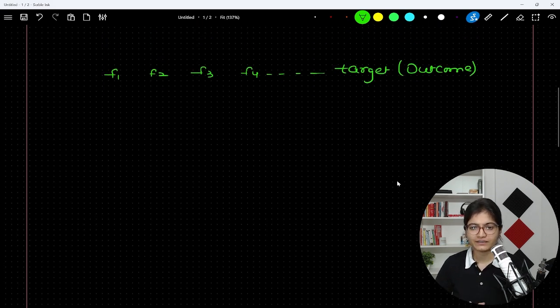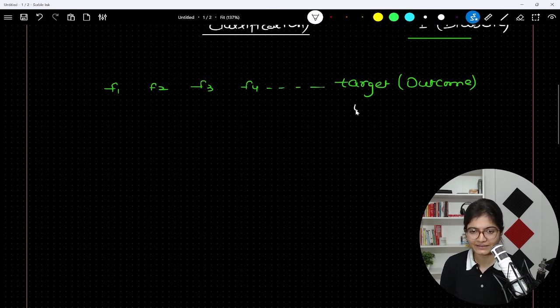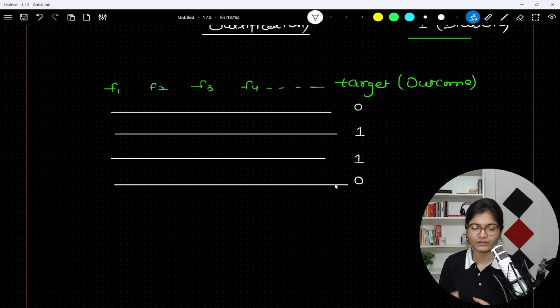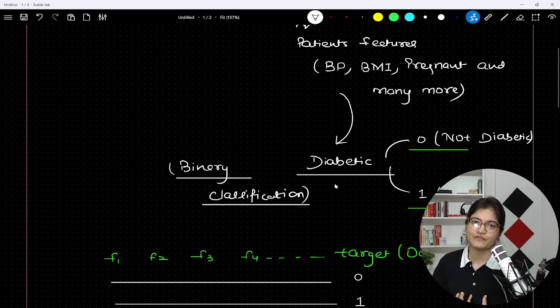So what does the target indicate? It indicates either the value 0 or the value 1, meaning corresponding to every particular patient record that you have, a label is there. And that label is either 0 or 1, depending upon the values we have in all those features. So either the patient is diabetic or the patient is not diabetic, depending upon the features. This kind of problem is called a classification problem.